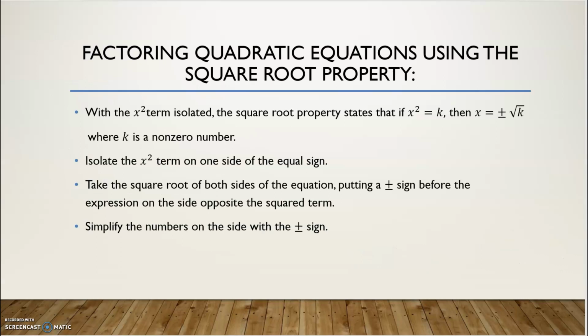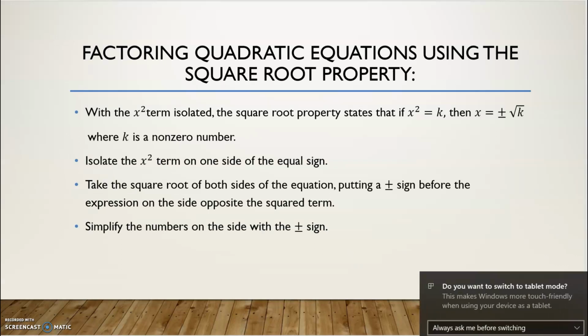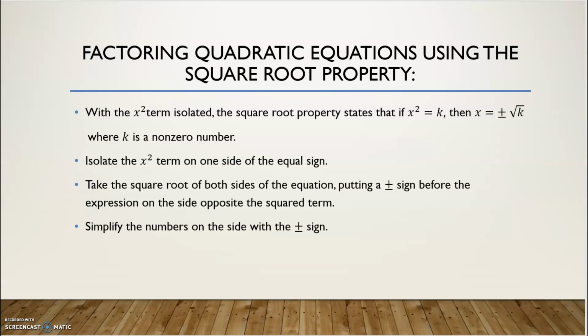Okay, now let's look at solving quadratic equations using the square root property. With the x squared term isolated, the square root property states that if x squared equals k, then x equals plus or minus the square root of k, where k is a non-zero number. Isolate the x squared term on one side of the equal sign, then take the square root of both sides of the equation, put in the plus or minus sign before the expression on the side opposite of the squared term, and then simplify the numbers on the side with the plus or minus sign.